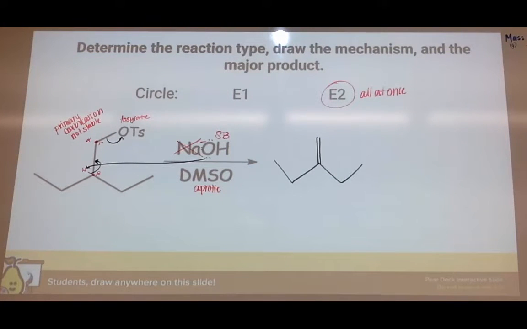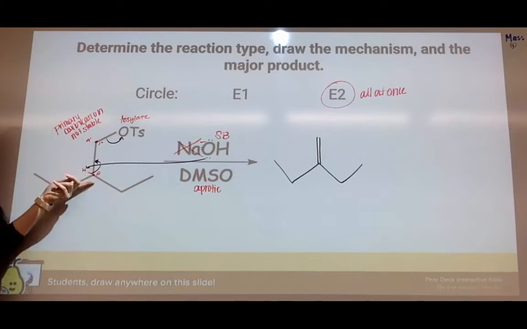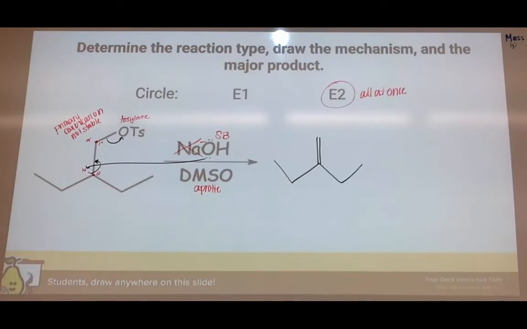Were there any other possible beta hydrogens to remove? No, it was just this one. So we didn't have a choice of which beta hydrogen to remove. We only had that one beta hydrogen. And so we only have one possible product. We didn't have the option of a more or less substituted product.